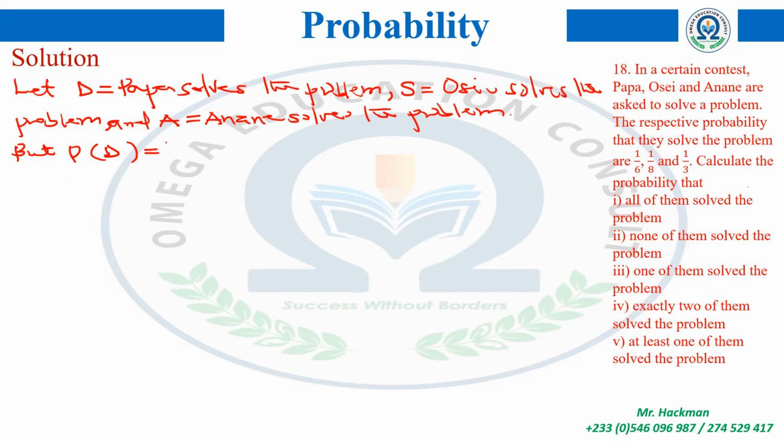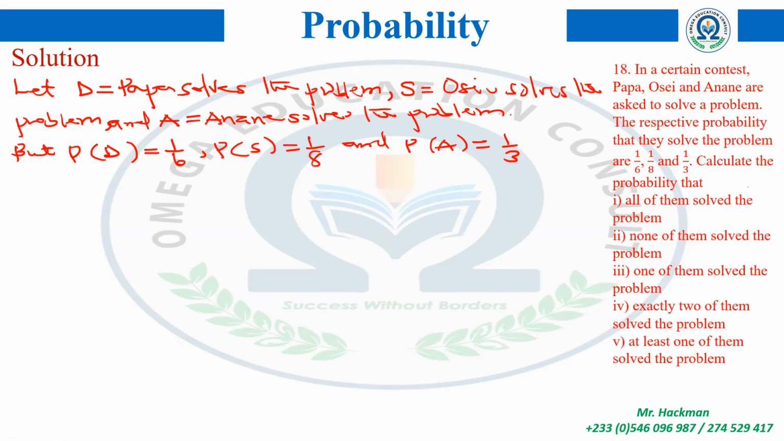So in this case, what do we have? That we are told is 1/6. The second probability is the probability of what? Your S, capital S, and that is what? 1/8. I hope you are following. And your last probability will be P of A. That's the probability that Anani solves the problem, and that we are told is what? 1/3. Is my point well made?